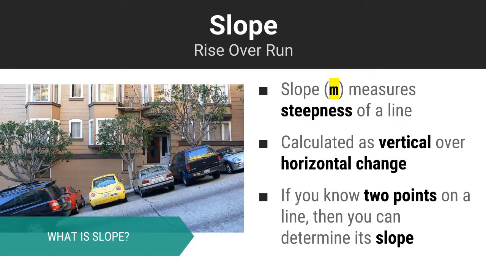Let's do some review. Slope measures the steepness of a line. You may recall that slope is rise over run. In other words, the ratio of a line's vertical change to its horizontal change. If you know 2 points on a straight line, then you can calculate its slope. In math parlance, slope is represented using the letter m.